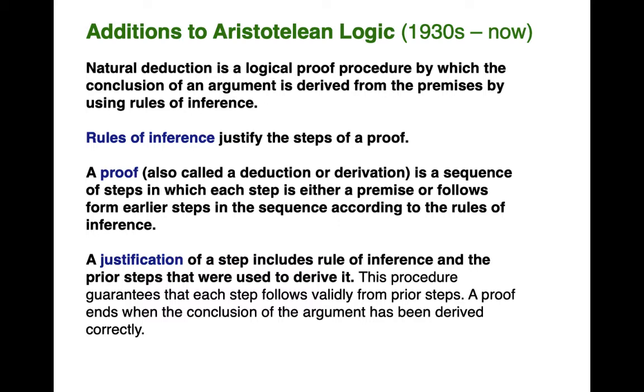Again, a justification of a step includes a rule of inference and the prior steps that were used to derive it. This procedure guarantees that each step follows validly from prior steps. A proof ends when the conclusion of the argument has been derived correctly. Now, you have to check it to make sure no one violated a rule of inference. A rule of inference here being something like categorical syllogism, hypothetical syllogism, modus ponens, modus tollens, etc. I mentioned those. You'll see those in some of the examples I have for you. Again, I will never ask you whether an argument is using modus tollens. However, modus tollens reasoning is going to be featured when we talk about falsifiability.